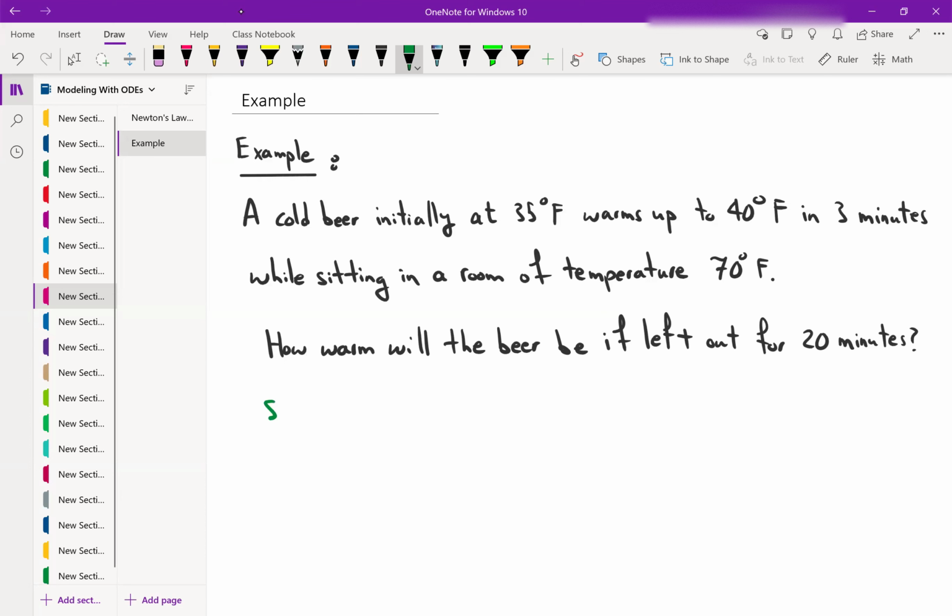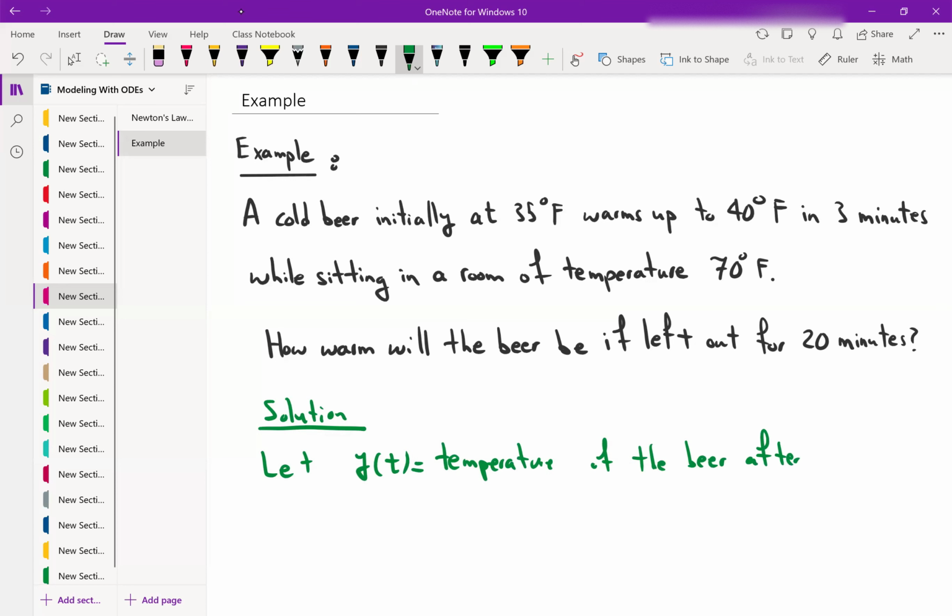So here is my solution. The first thing that I'm going to do, I'm going to give a name to this quantity of interest, to the variable of interest. Let y of t be the temperature of the beer after t minutes.